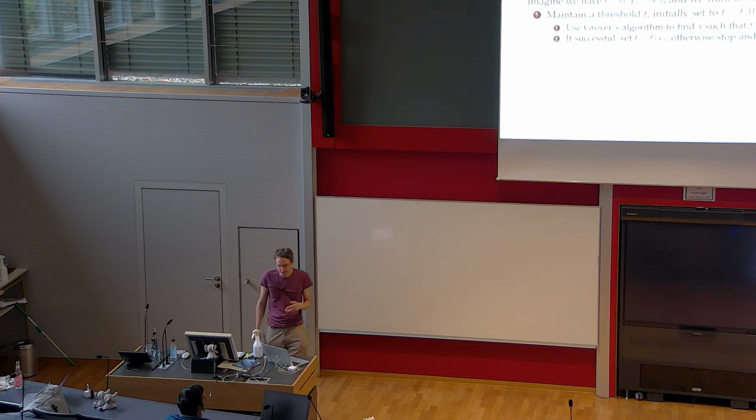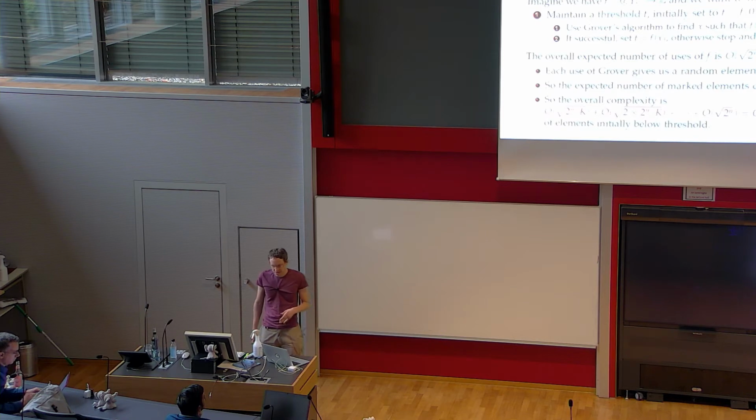And if we're successful, then we're going to update the threshold to the function value at that x that we just found. If we're not successful, then we stop and we output the last one that we found. Okay, so we're going to repeat this process until we hopefully find the minimum. And it turns out that the expected number of uses of this function f is about square root of 2 to the n. And why is this?